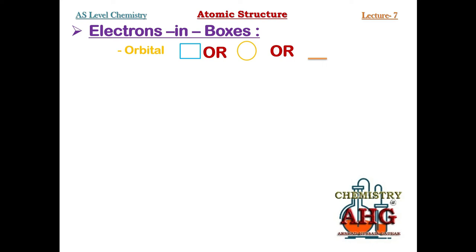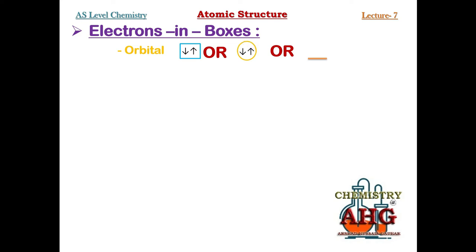Also, you must remember, an orbital can contain 2 electrons. How can we denote electrons within these boxes, circles or lines? An electron is represented by an arrow. The arrows must have opposite spin, meaning one electron is moving clockwise, the other is moving anti-clockwise.